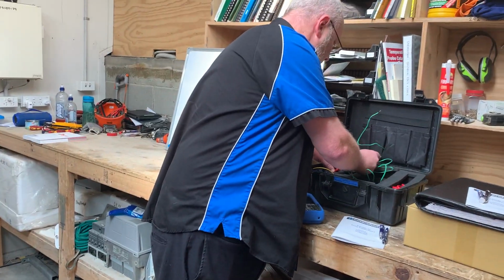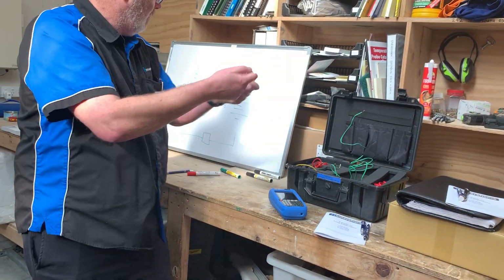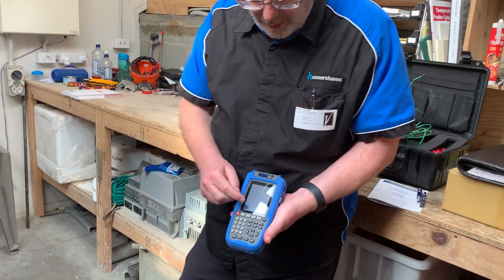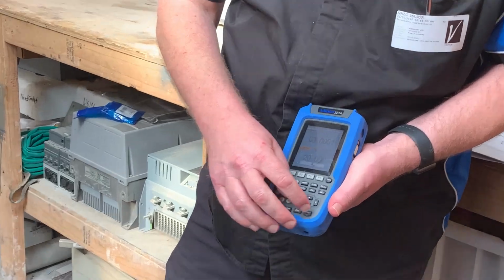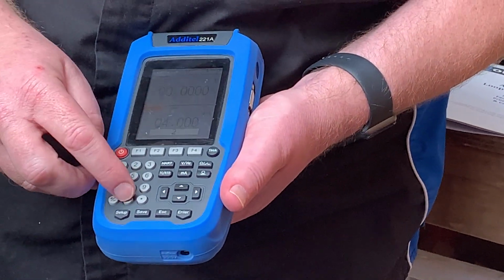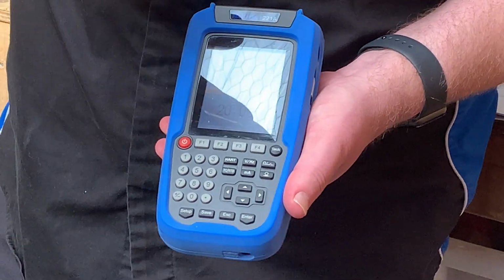So you'd simply go, perhaps a banana plug into the input. And the same thing could happen. So we could go 4 milliamps, enter, and the valve should open. 20 milliamps, enter, valve should close.